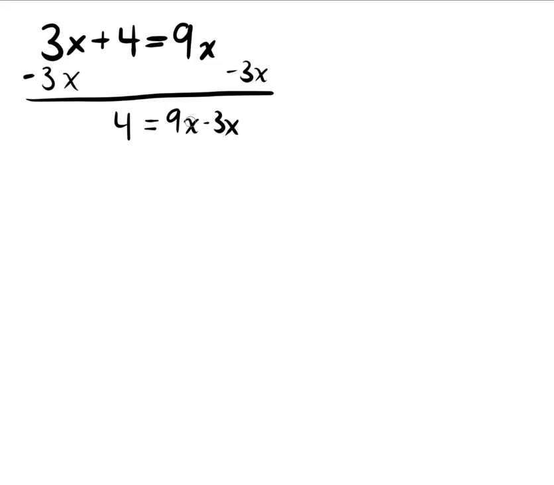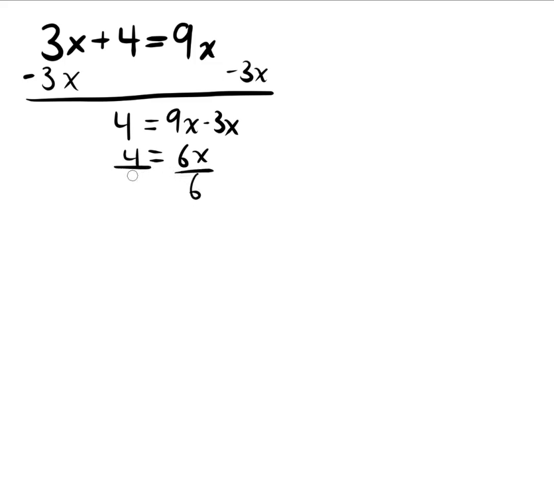Well, as you know, 9x minus 3x is the same as 6x, because if I have 9 groups of x and I subtract 3 groups of x, I'm going to end up with 6 groups of x. So I now have 4 is equal to 6x. And now the operation that is present, if I really look at it, is multiplication. So I'm now going to divide by 6.